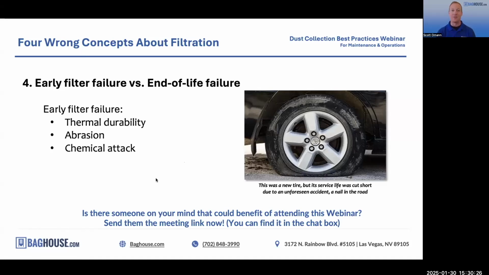The same thing with our filters on our baghouse. Something happened within the baghouse where we had to stop and change out that filter, and then we can continue on our way. Generally, we have three different things that can happen: thermal durability, abrasion, or a chemical attack. If we talk about thermal durability, that's one of the more common ones that we see today. Temperature. That's basically where the maximum operating temperature of our filters was exceeded. Maybe something got too hot and passed through the baghouse.